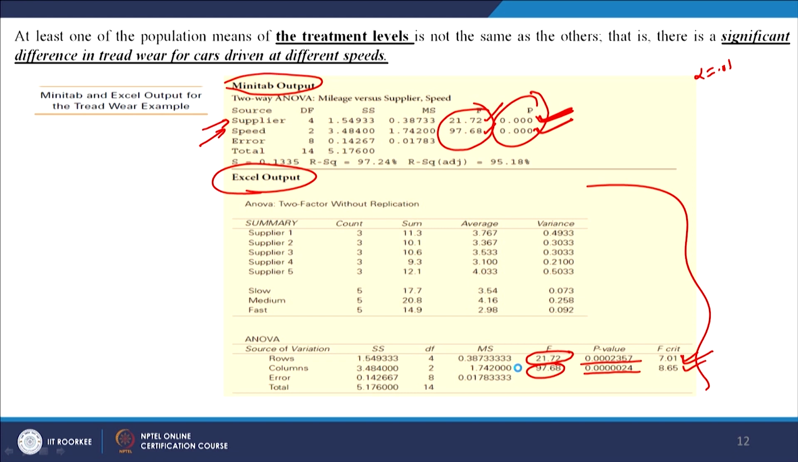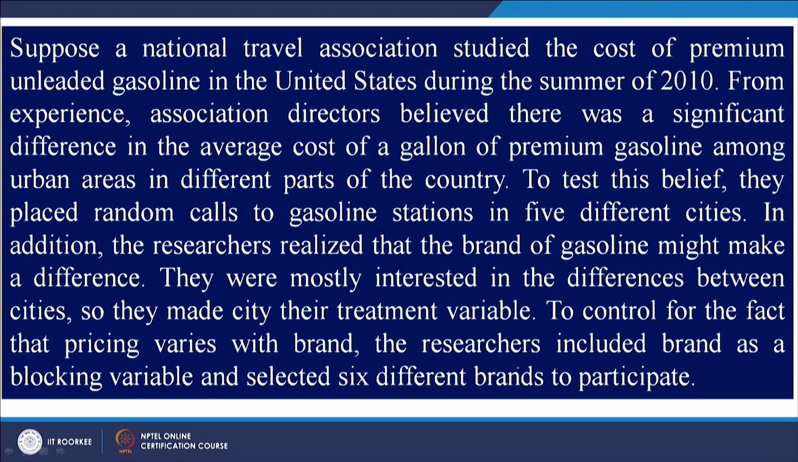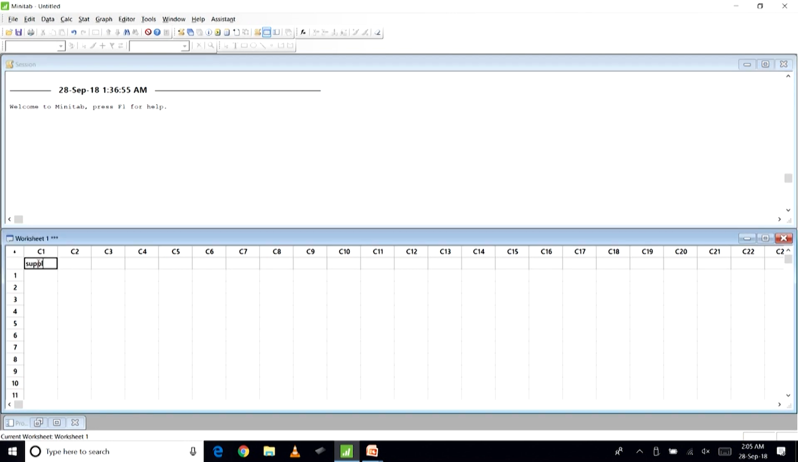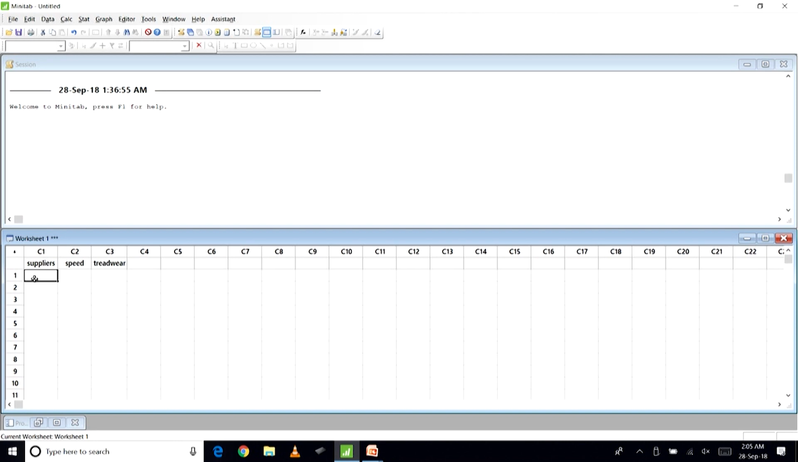Okay. So, we will work out this question using Minitab, and let us see whether we get the same answer or not. So, you have got suppliers and speed, and this is Treadwear, right. So, there are 5 suppliers, right. So, we can write supplier 1, supplier 2, supplier 3, supplier 4 and supplier 5.